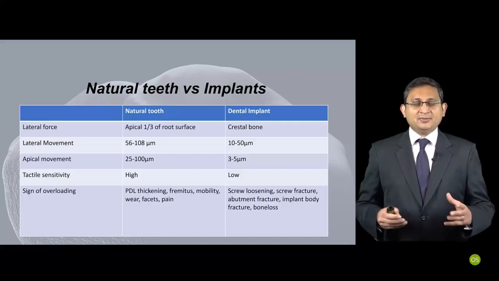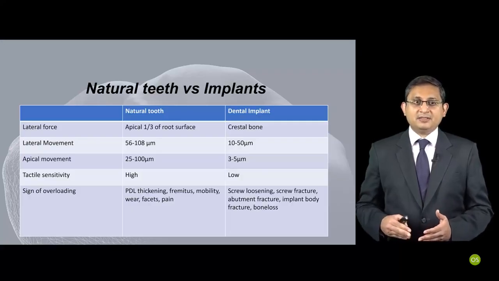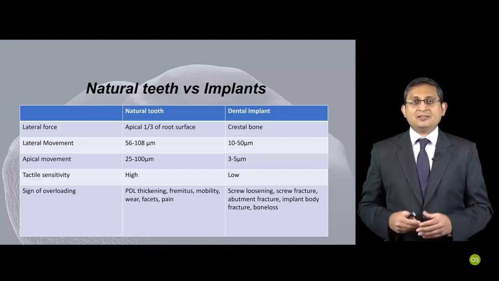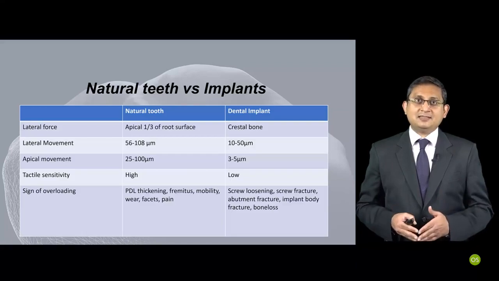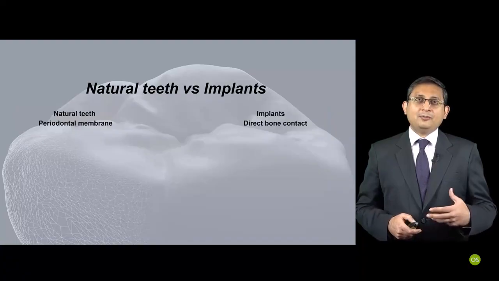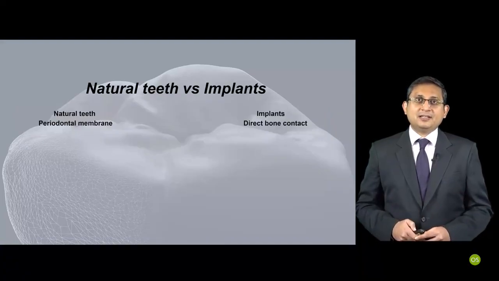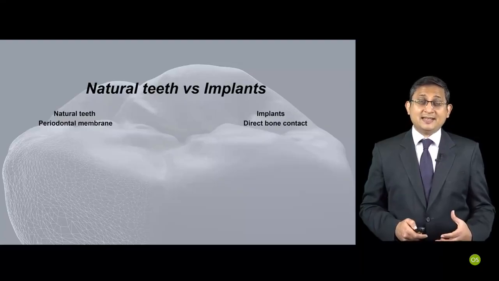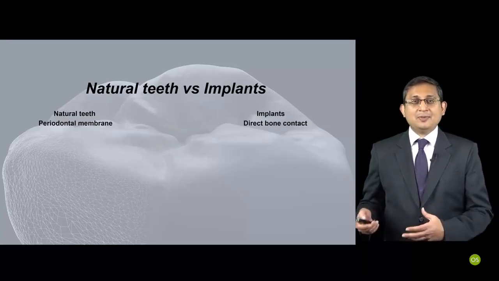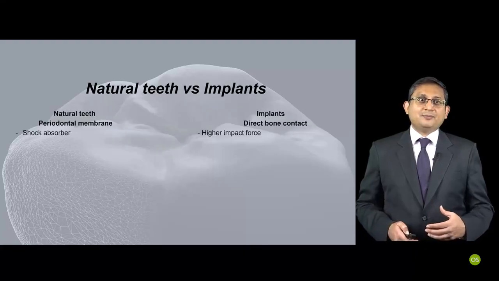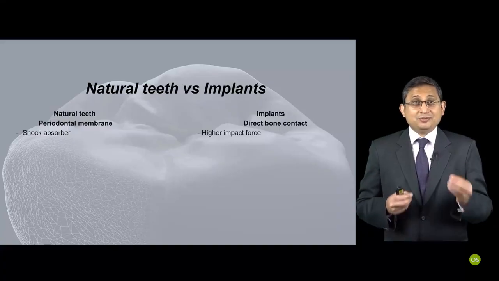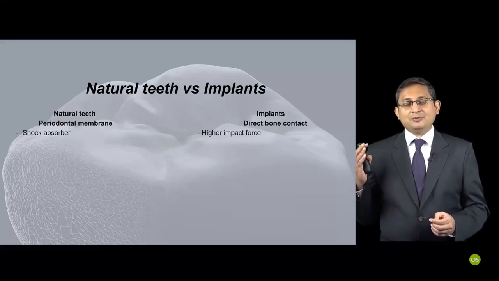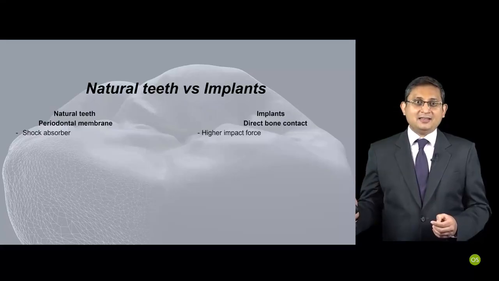Signs of overloading, as we discussed: you can see PDL widening, fremitus, mobility, wear, whereas screw loosening, screw fracture and prosthesis fracture, along with some of the biological consequences, can be seen when it comes to overloading implants. So what do these statistics show us? It shows us that when you have a periodontal ligament in natural teeth and bone-to-implant contact with implants, you have the shock absorber property of the periodontal ligament, which is really helpful. Whereas with implants, you have high impact force.